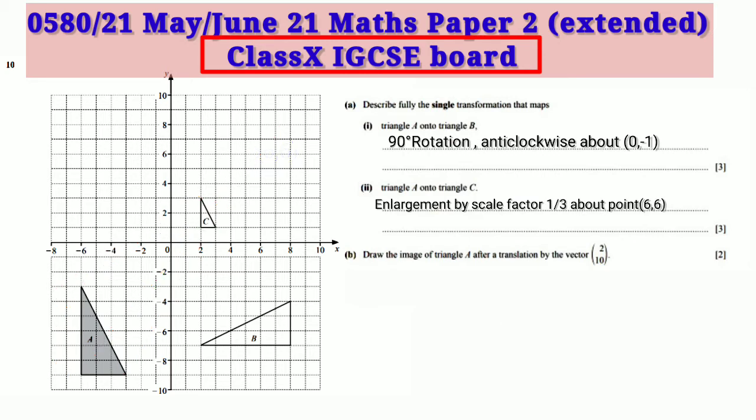B part of the question: draw the image of triangle A after translation by vector 2, 10. That means each vertex of triangle A will move 2 boxes to the right and 10 boxes up.